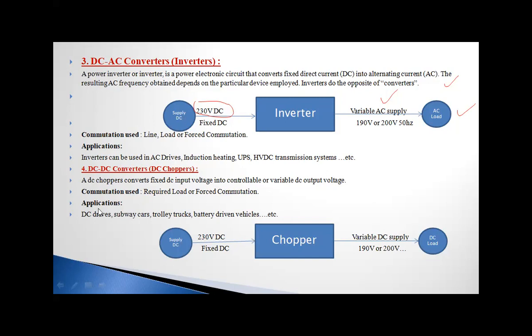Next, fourth one. Put the heading DC to DC converters. In bracket, DC choppers.